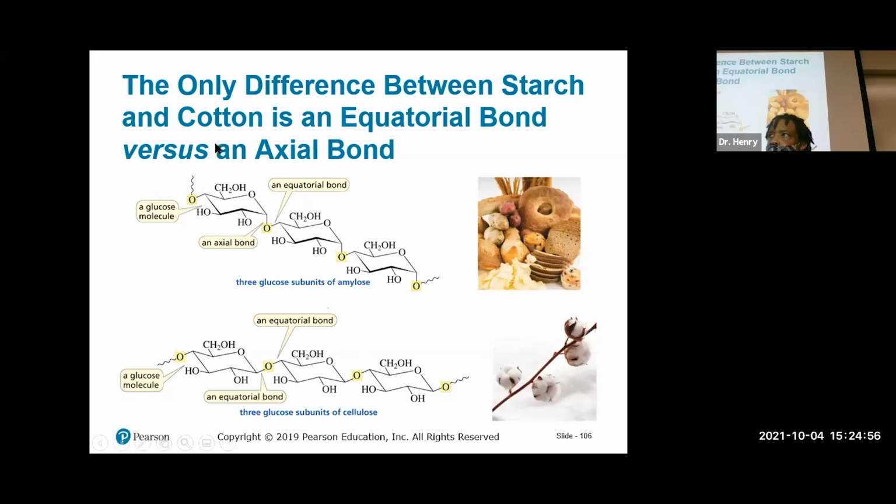Okay, so the difference between starch and cotton. What happens if we eat cotton? Have any of you guys eaten yarn? I mean, not yarn, but thread. As a kid, I used to eat thread. Nobody's ever done that as a kid? You ate a cotton ball when you were younger. You didn't swallow it. Okay.